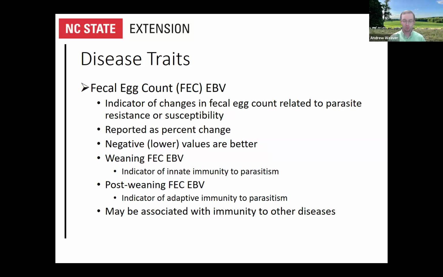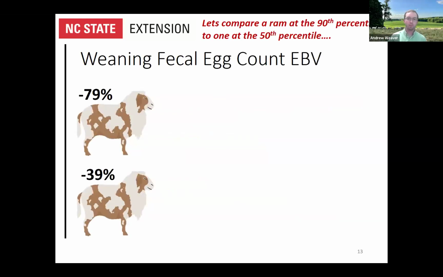And can we use this as a tool to improve immunological fitness and resistance to multiple different pathogens? So what does that example look like? Similar to the example I used with weaning weight, comparing a ram in the 90th percentile to one at the 50th percentile. That more elite, more parasite resistant ram is at negative 79% for weaning fecal egg count EBV, compared to that individual at the bottom at negative 39%, or breed average.